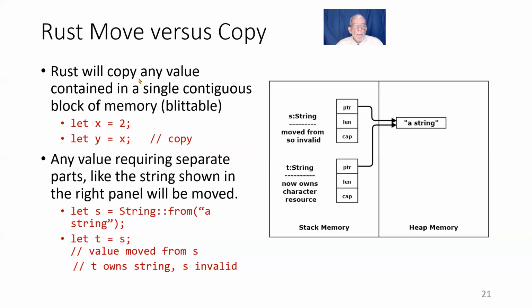So Rust will copy any value contained in a single contiguous block. x equals 2, that's an integer, it's an i32, and so it's copyable. It satisfies the Copy trait, and when we bind y to x, we just make a copy. So we have two separate memory locations now, the x and y memory locations, and they both happen to have the same value 2, but they're in two different memory locations. So they're, if you will, two different values with the same bit sequence. Any value requiring separate parts, like the string shown in the right panel, will be moved, just like we said.